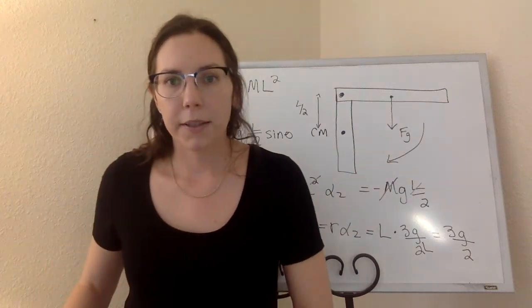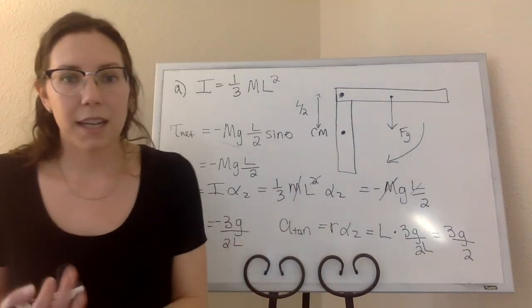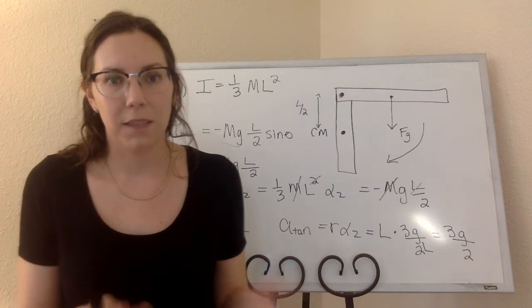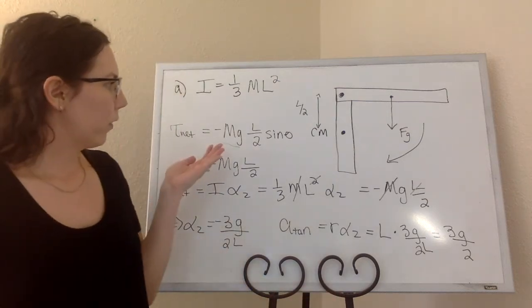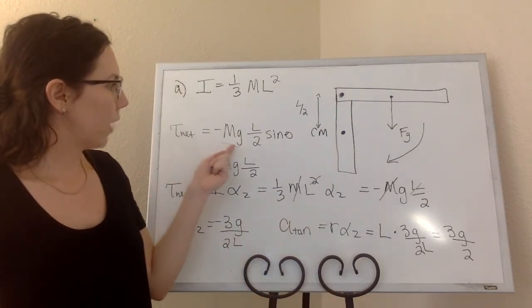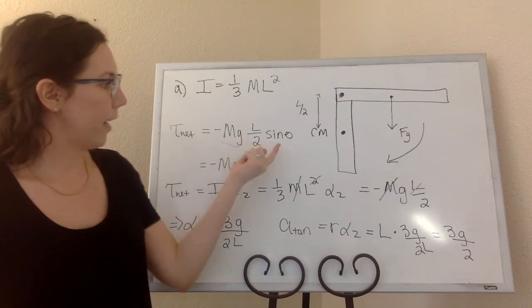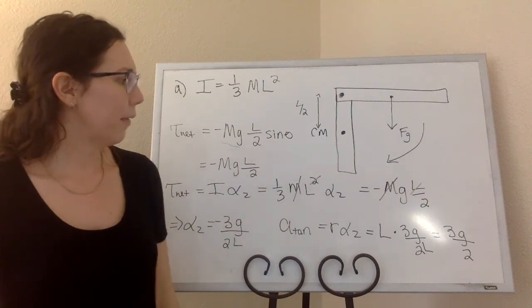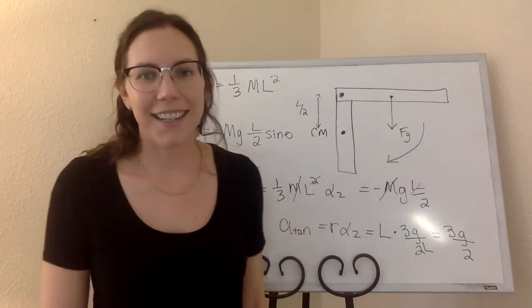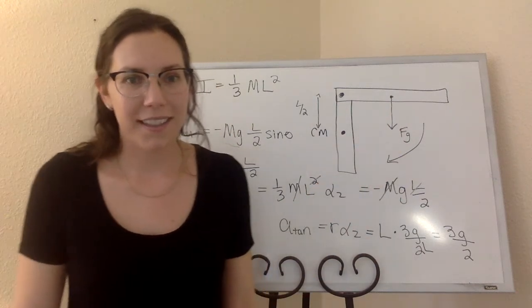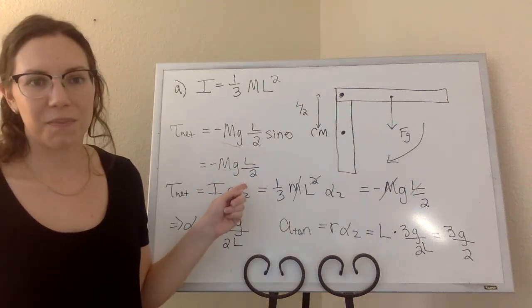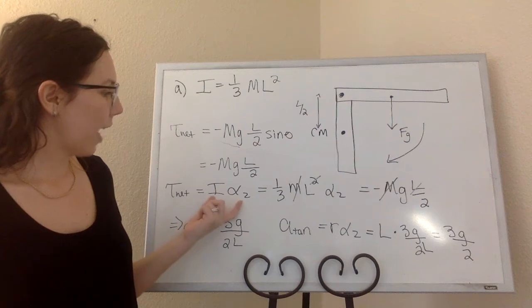What we want to do here is calculate the torque due to gravity and set it equal to I alpha so that we can solve for the angular acceleration. Okay, so looking at torque for a constant force, we have negative mg, this is F, r, sine theta. So negative mg, L over 2, sine of theta. And in this first position, it's sine of 90, which is 1. So we just have negative mg, L over 2. Now I'm going to equate that to I alpha.